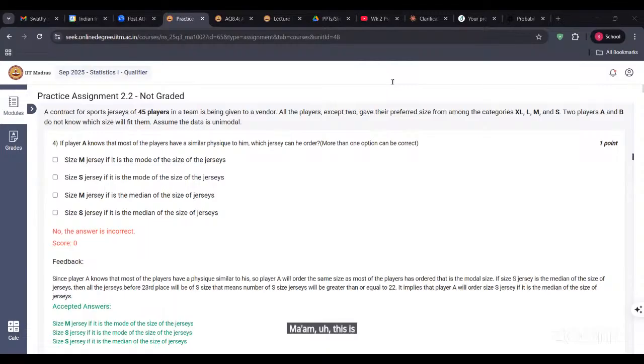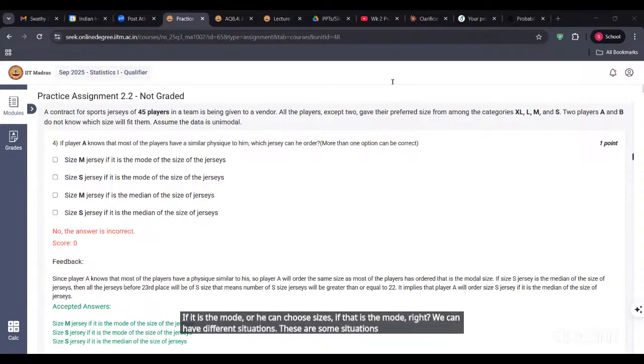This is unimodal, so we have only one mode. We can have a situation where he can choose size M if it is the mode, or he can choose size S if that is the mode. We can have different situations. These are some situations, okay? Options.